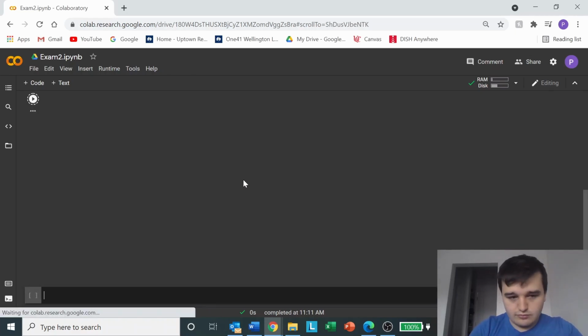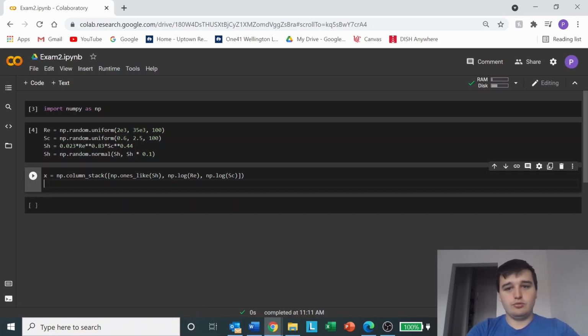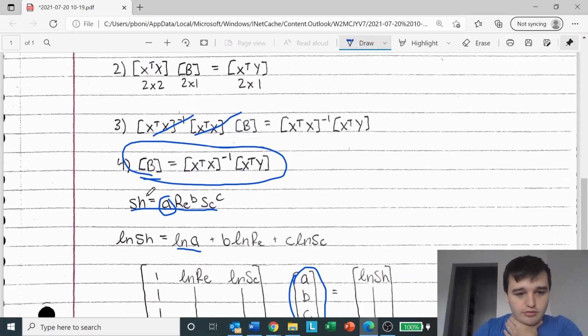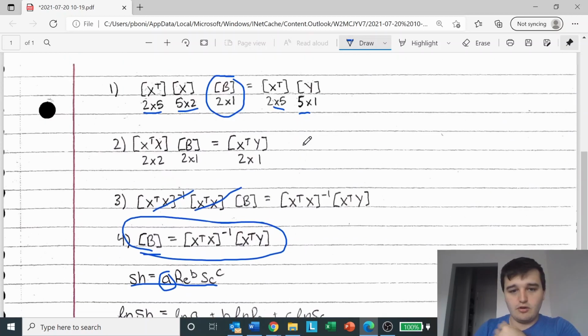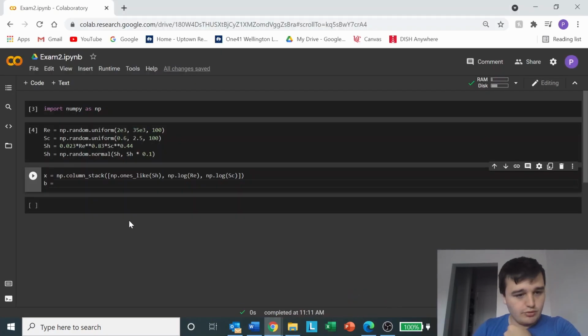So now we need to create our unknown matrix. I'm going to keep that as B because I used B in the last one. Let's go back real quick. We're going to use this equation right here, where B, our unknown, is equal to the inverse of X transpose times X, times X transpose Y, and remember Y in this case is the natural log of our Sherwood number. So let's go back to Colab real quick.